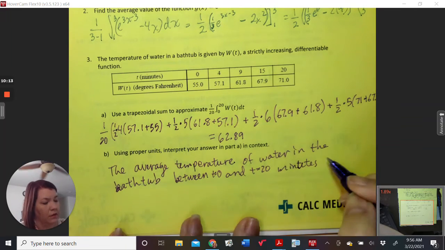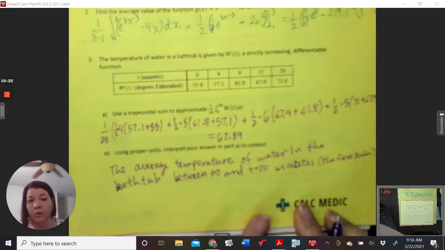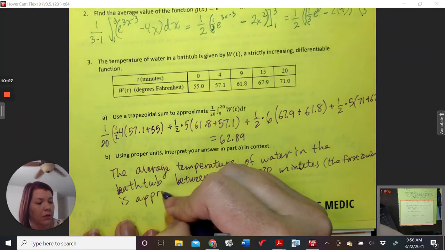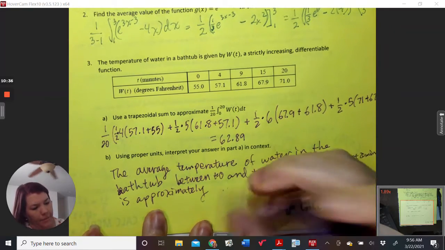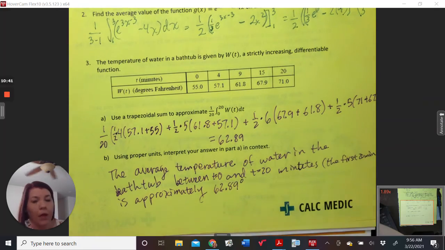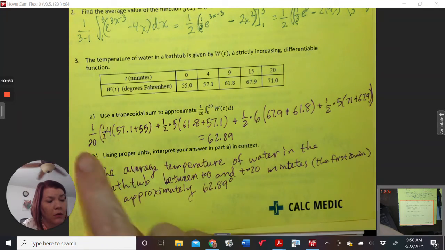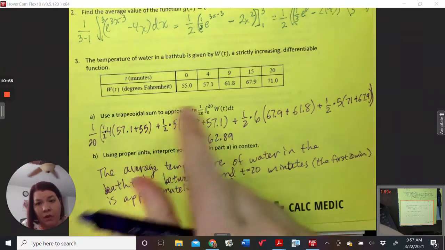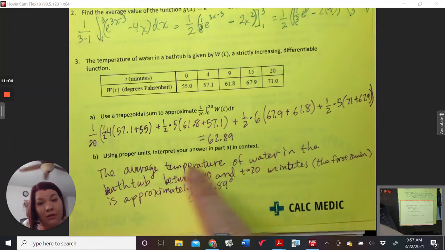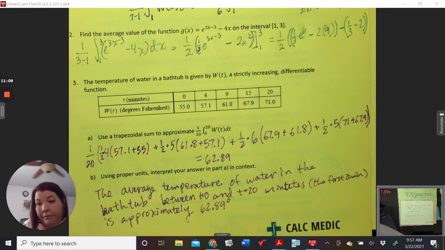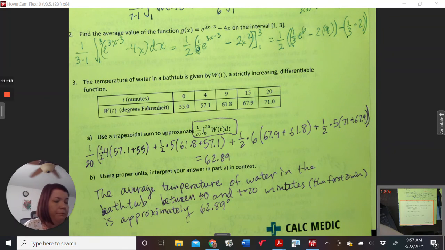you can also say, instead of this, the first 20 minutes, is approximately 62.89 degrees. Why is it approximately? Because we used a trapezoidal sum. If this was a regular integral, we would have just said is. And the other thing you can do: if you didn't evaluate this, you can write it down again, or if you claim this is equal to that, you can just say that instead of this number. So if you can't figure this out, you can still say the average temperature of the water in the bathtub is, that's right for part A, and just put this down. Even if you didn't get an answer, you can still interpret the answer. Okay, and that's that. I'll see you guys soon on another video.